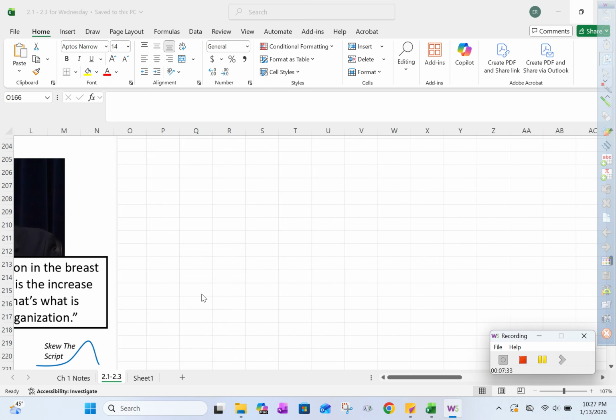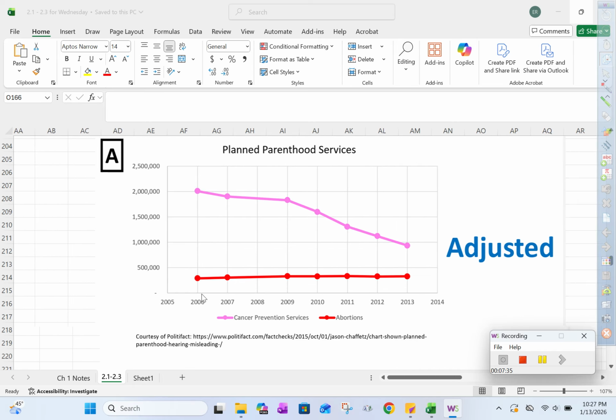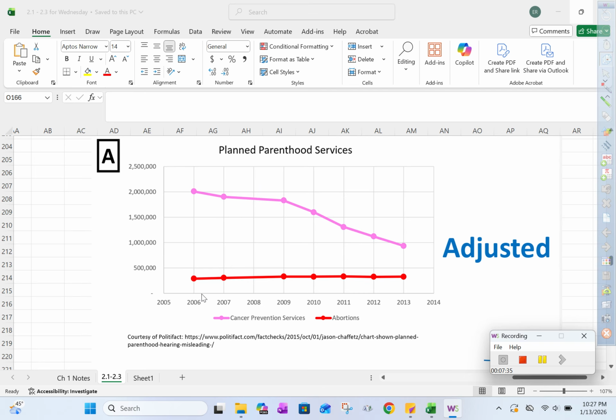So if you scroll over to the right, I have an adjusted graph. Here, we've got what's happened with the screenings, and they have gone down a significant amount. If you look at that, it was from 2 million to under 1 million. And then with our number of abortions, that went up, but really not by what appears to be a significant amount.